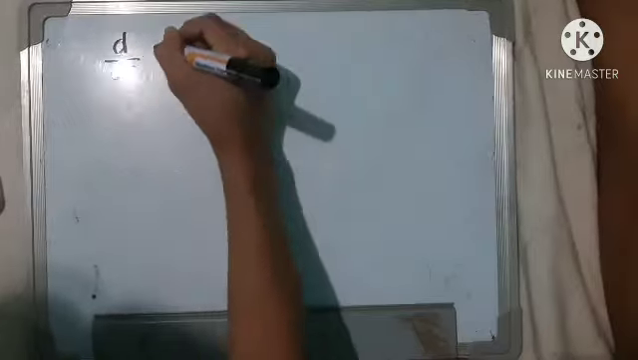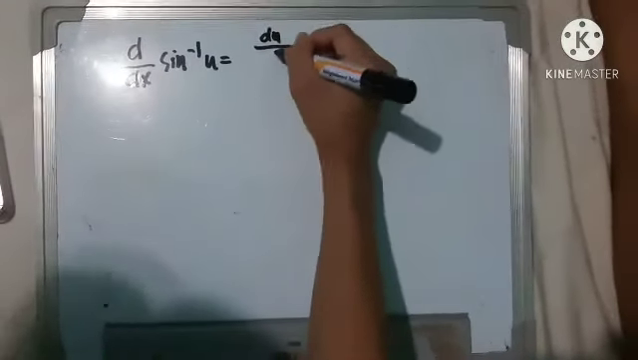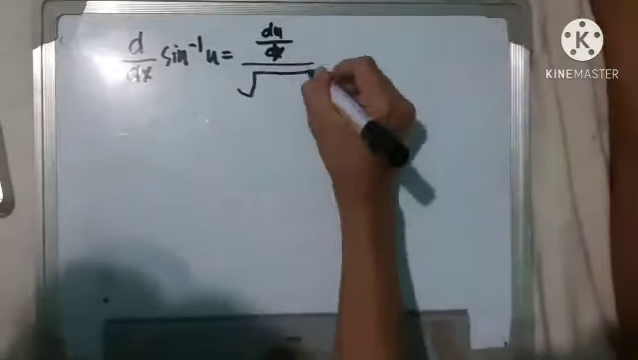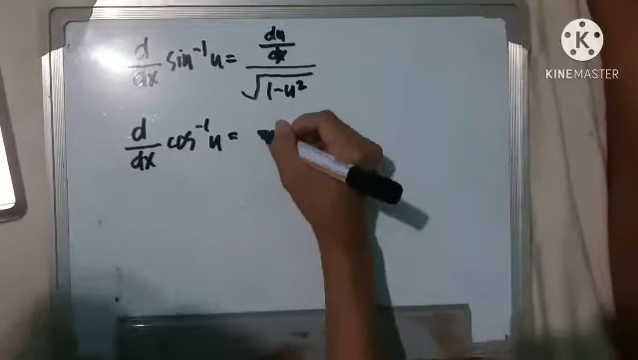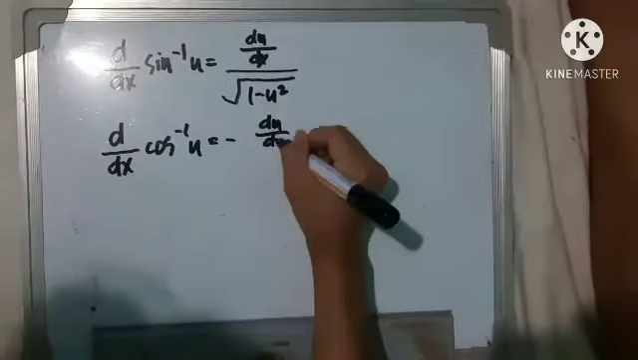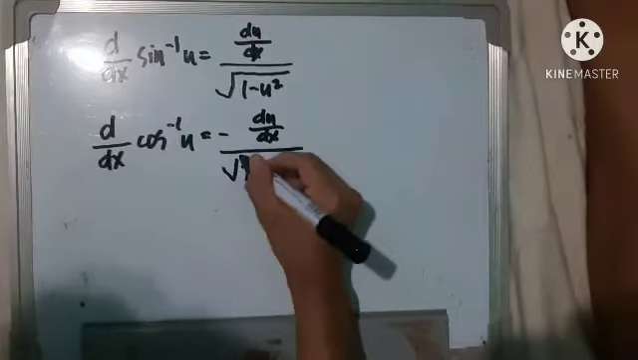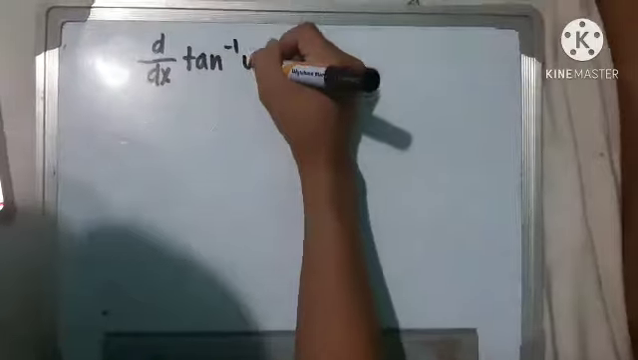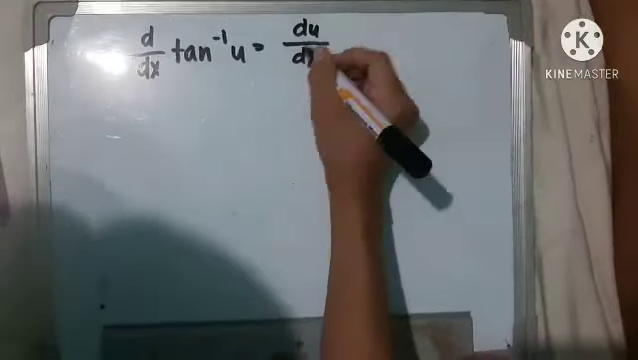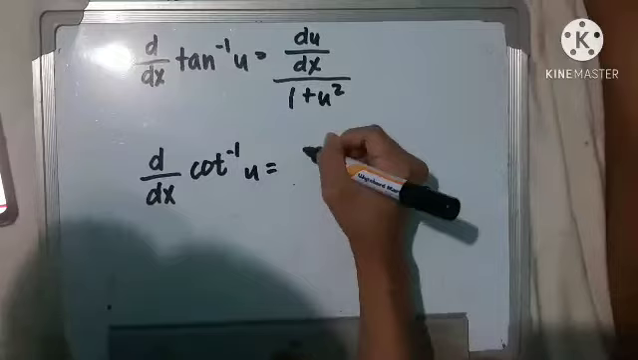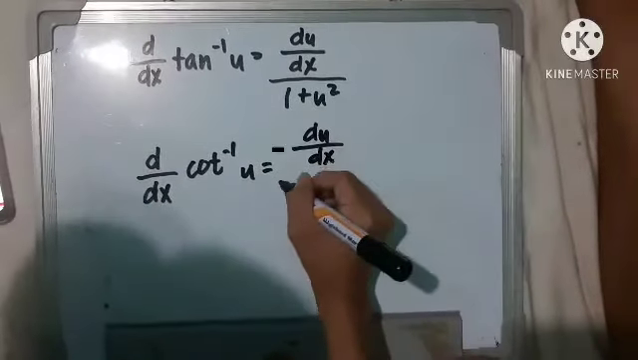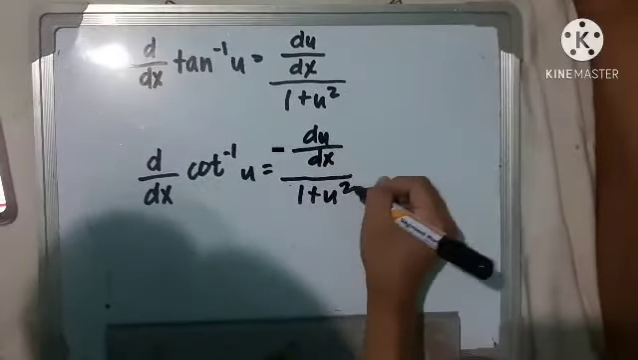If we derive arcsine u, it will result in the derivative of u over square root of 1 minus u squared. If we derive arccosine u, it will result in negative derivative of u over square root of 1 minus u squared. If we derive arctangent u, it will result in the derivative of u over 1 plus u squared. Now, if we derive arccotangent u, it will result in negative derivative of u over 1 plus u squared.